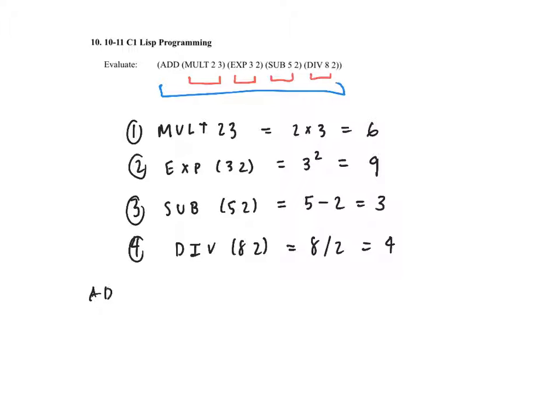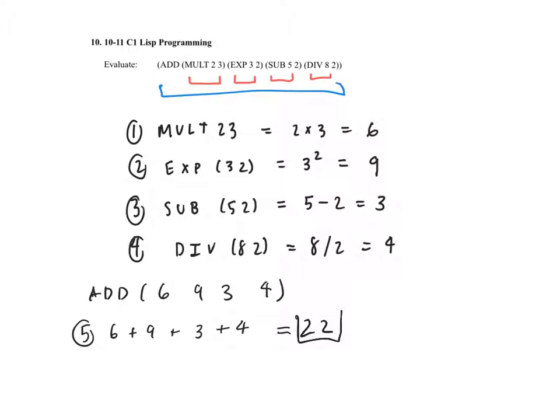So we have add 6, 9, 3, 4. And this just means add 6 plus 9 plus 3 plus 4. This is our fifth step. And that is equal to 22. And as a final check, we have as many steps as there are functions. So we know 22 is the right answer.